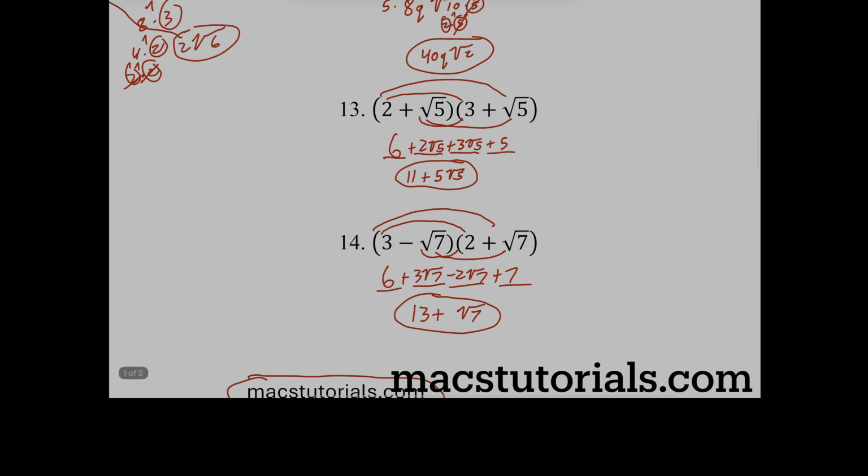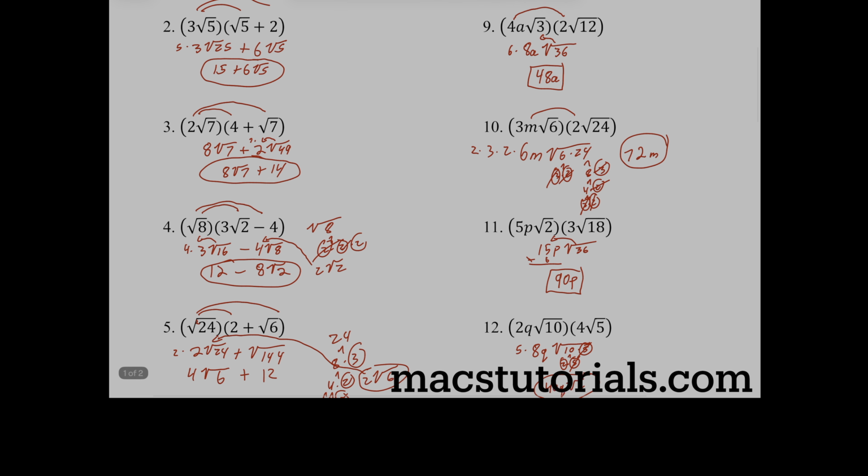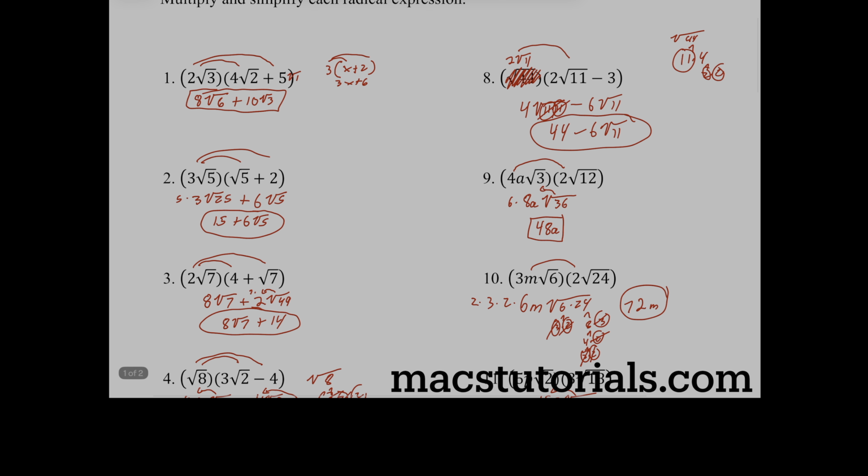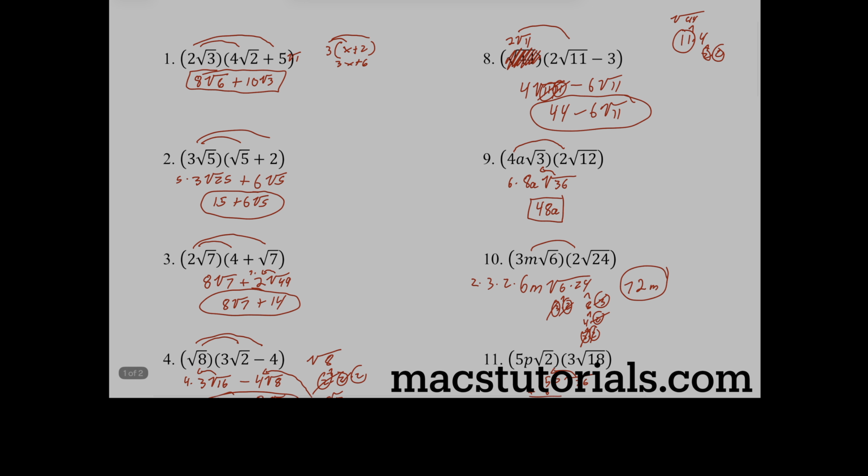And that, my friends, is the end of us multiplying radicals. You saw us just do 2 radicals. You saw us do distributive. You saw us do foiling. And so there's a lot of cool things for you to learn there.